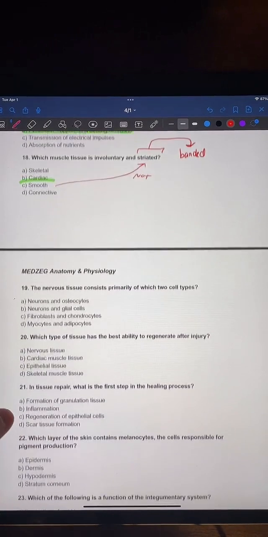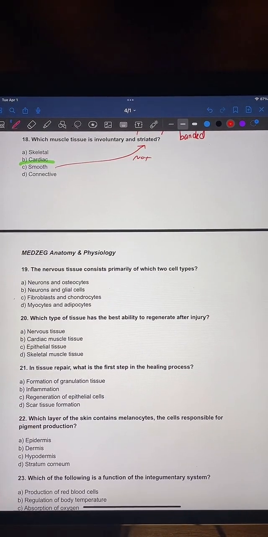Number 19. Nervous tissue consists primarily of which two cell types?